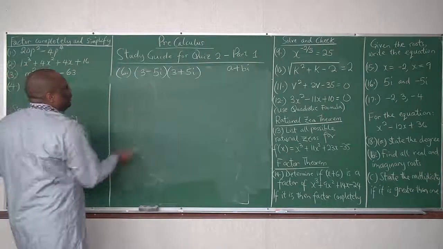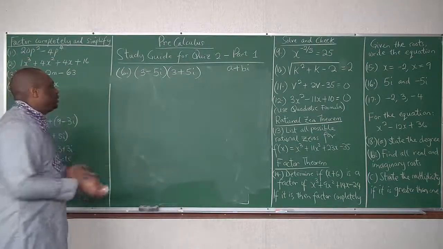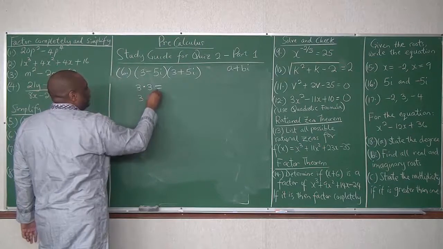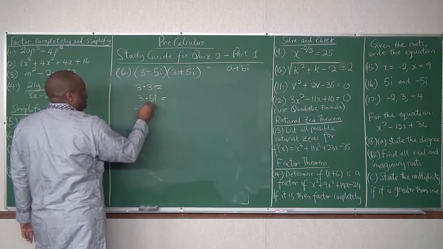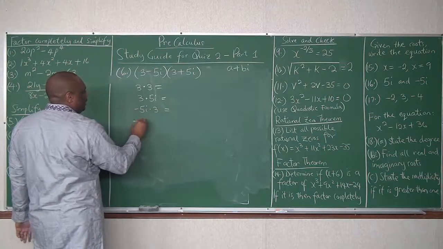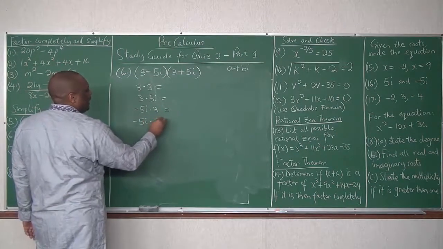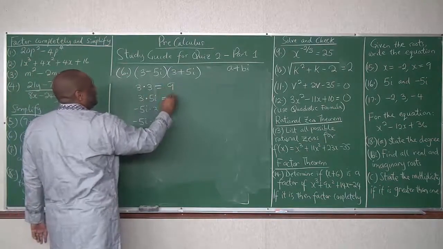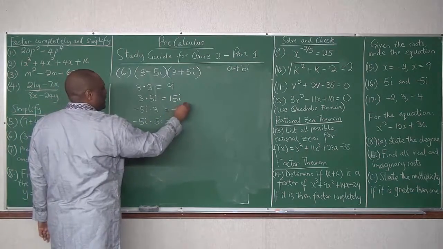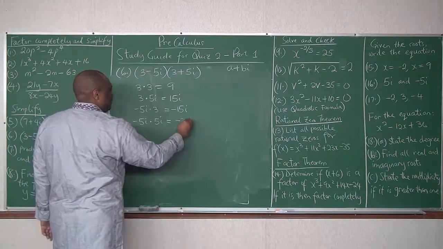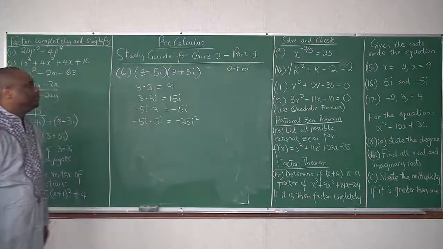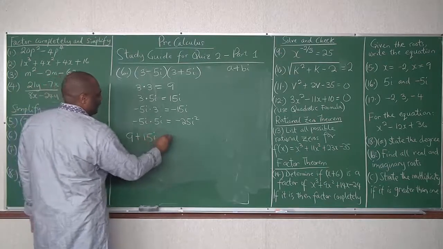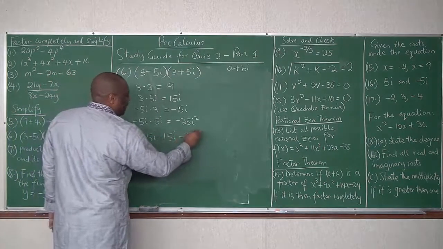Okay, so I like using the vertical method as well. 3 times 3, 3 times 5i, negative 5i times 3, negative 5i times 5i. So this is 9, this is 15i, this is negative 15i, and this is negative 25i squared. Okay, you write it out. This is 9 plus 15i minus 15i minus 25i squared.